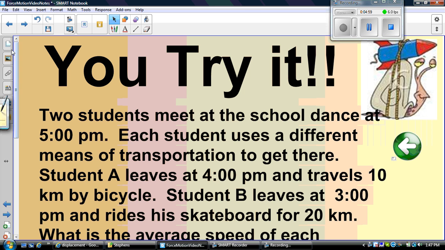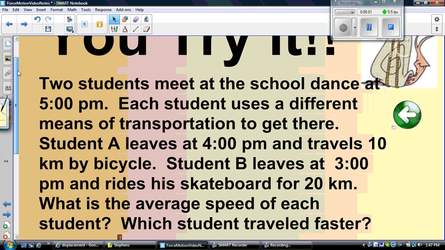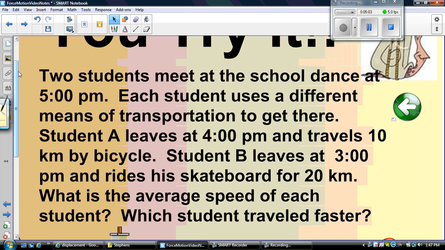Okay, so two students meet at a school dance at 5 p.m. Each student uses a different means of transportation to get there. Student A leaves at 4 p.m. and travels 10 kilometers by bicycle. Student B leaves at 3 p.m. and rides his skateboard for 20 kilometers. What is the average speed of each student?